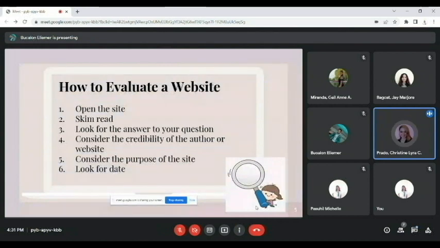Fifth, consider the purpose of the site. Think about the purpose of the site and whether it meets your needs. And the last one is look for the date. Consider whether the information is current enough for your topic. You can look for the date when the article was written or last updated. Sometimes, URLs also include dates.